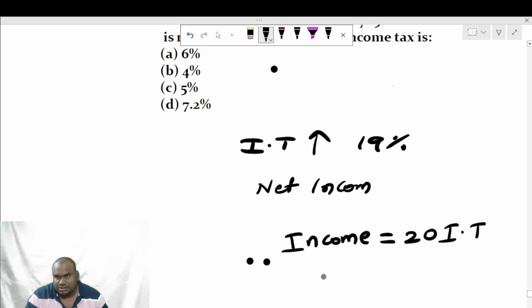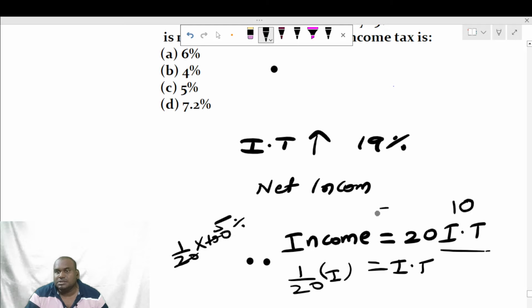So if you want to calculate income tax, just take this 20 this side, 1 by 20 into income. So 1 by 20 times income is nothing but income tax. But you need percentage value, right? Then 1 by 20 into 100 is nothing but 5%. Like that also you can calculate, or else just assume income tax as 10 rupees.